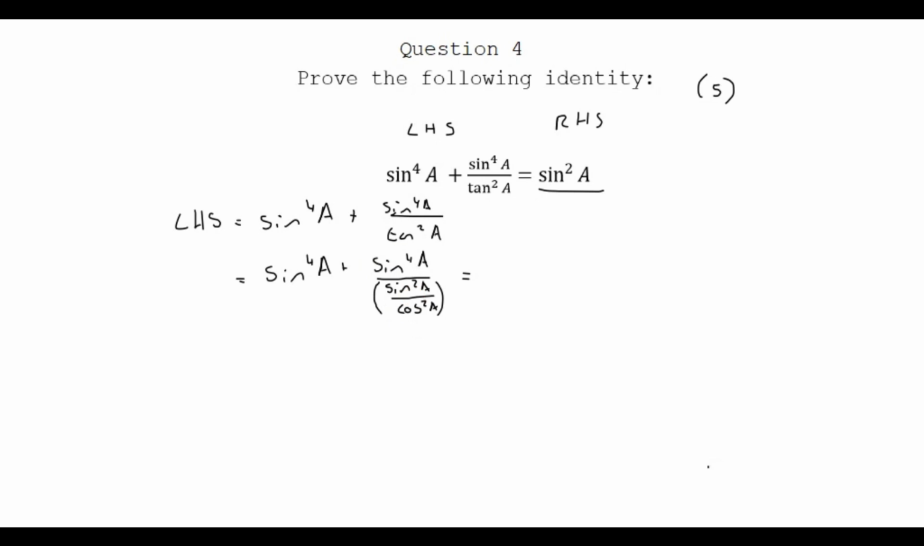So we need to flip and multiply. To show you what I mean here, we have sine to the power of 4 of A plus sine to the power of 4 of A divided by sine squared of A over cos squared of A. And to those who might be getting intimidated by these, if you always revert back to BODMAS, you'll be okay.